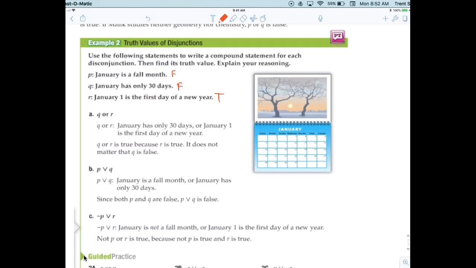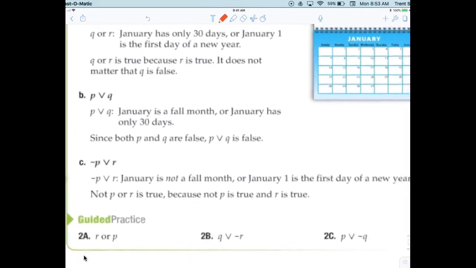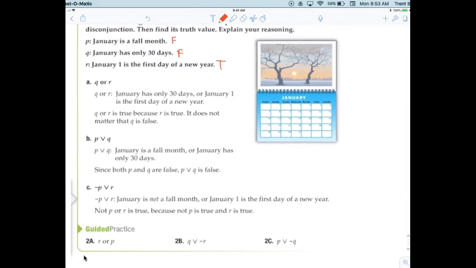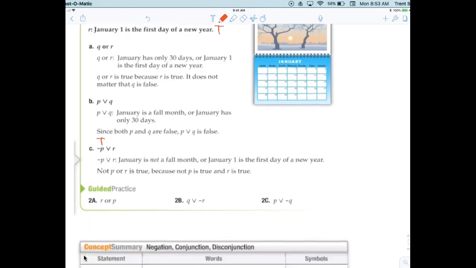Is Q or R a true statement? Yes, definitely true, because one of them is true. P or Q? False. I'm agreeing with you. Not P? If it's not P, that makes it true, so now it's automatically true. Do I care what R is? All I need is one true. Is everybody good with that? Because it's a disjunction. You're exactly correct.